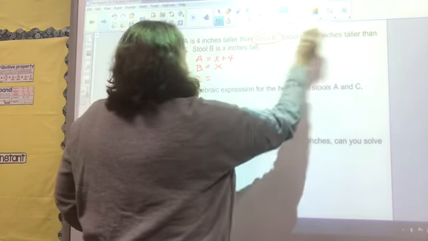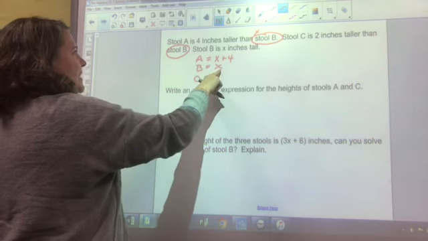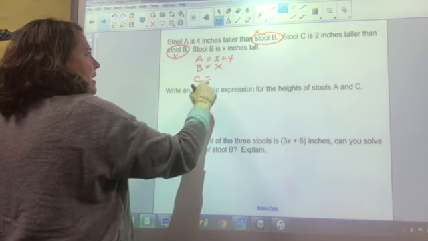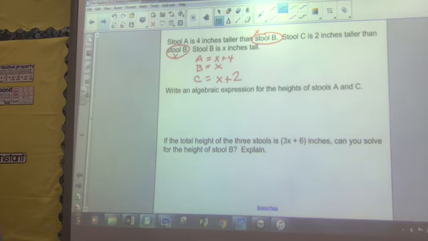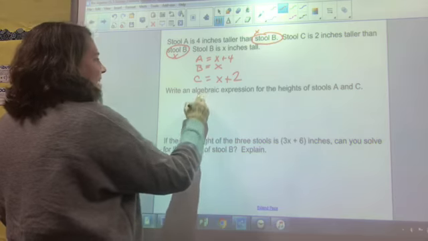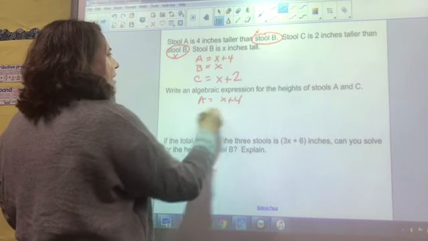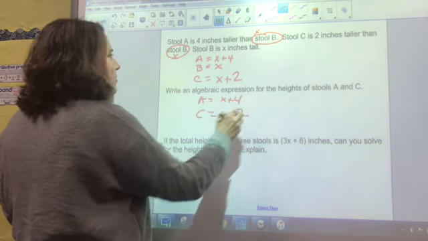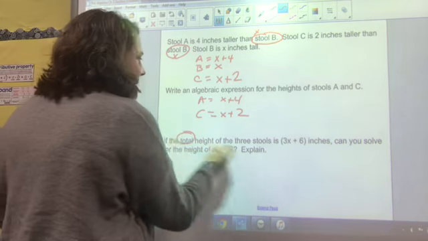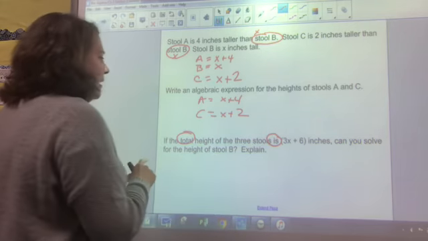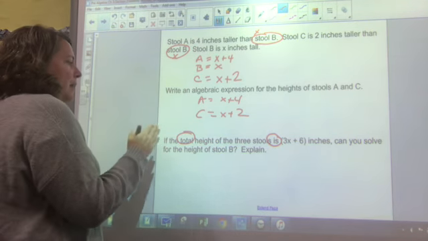C is 2 inches taller than stool B. Stool B is X. So stool C is X plus 2. I now have a table indicating all of my heights of my stools with only one variable. I've already done that. A is X plus 4. C is X plus 2. The total height of the three stools is this. So we're going to create an equation.